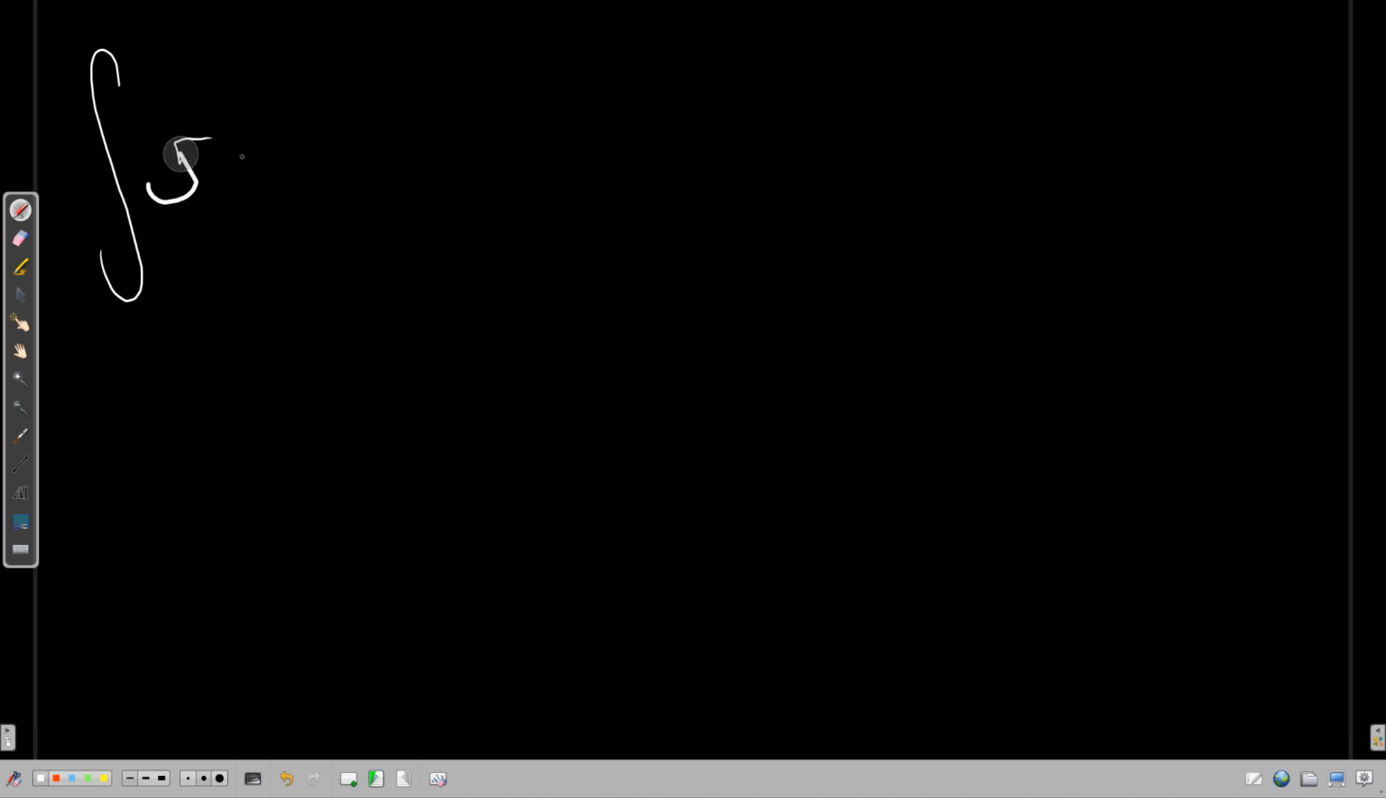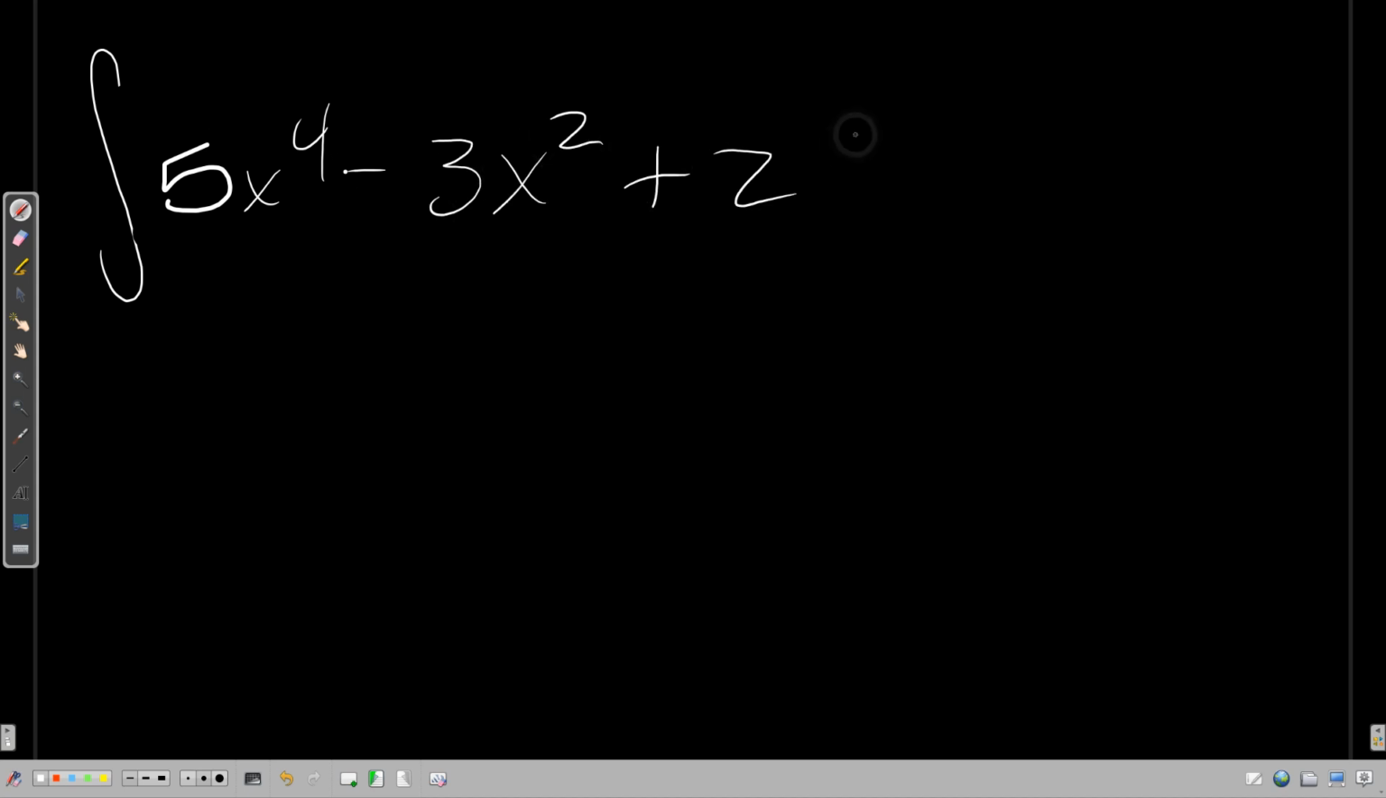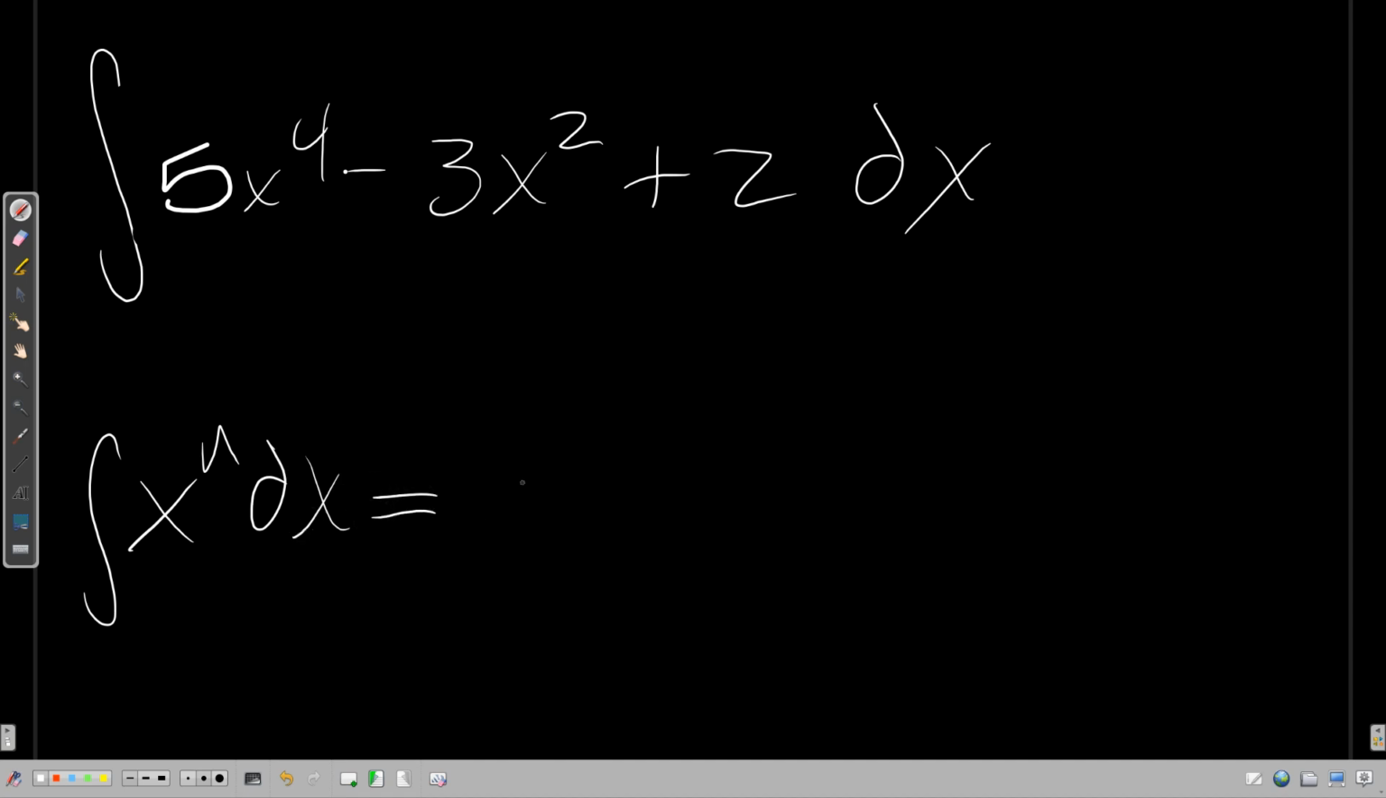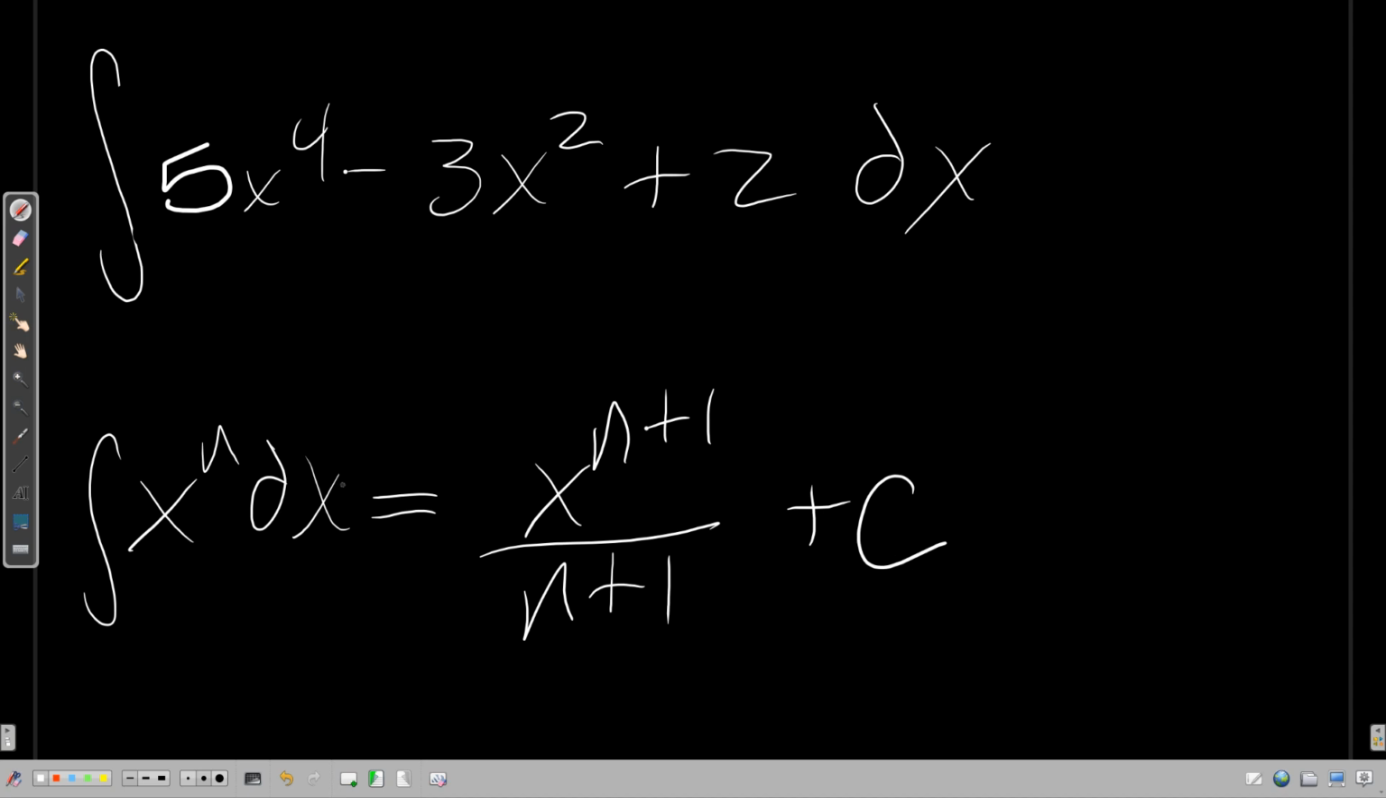So, sorry, that's so messy. The indefinite integral of 5x to the 4th minus 3x squared plus 2 with respect to x. Now this is not too hard to do because we have our rule that the integral of x to the n just becomes, if you can add 1 to n, you can find the antiderivative, because it's this new exponent over that exponent. And don't forget your plus a constant.